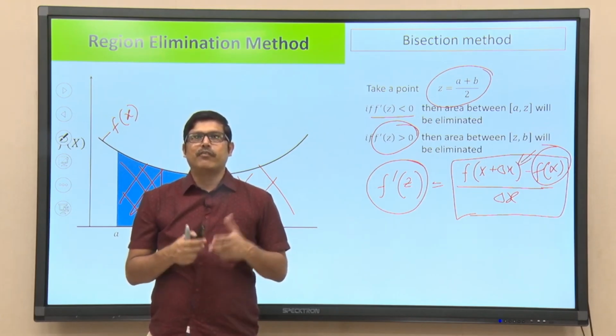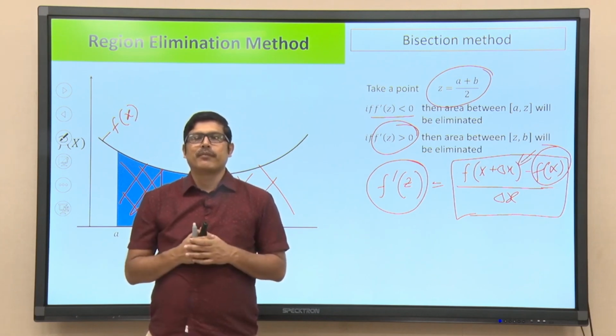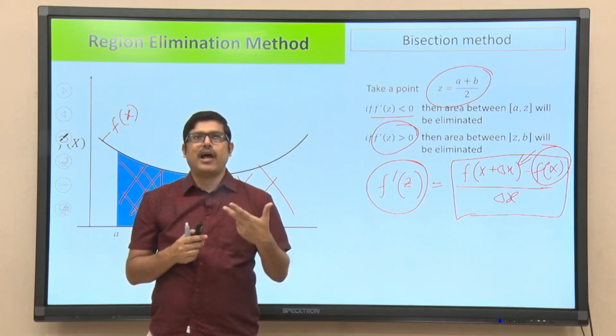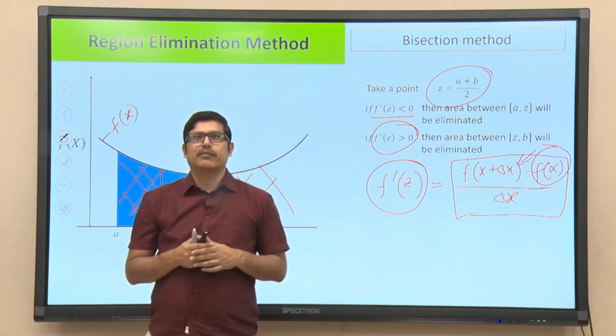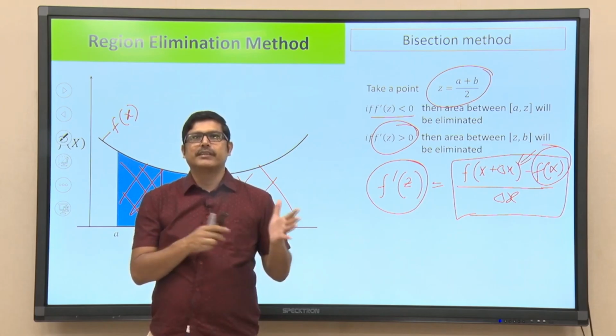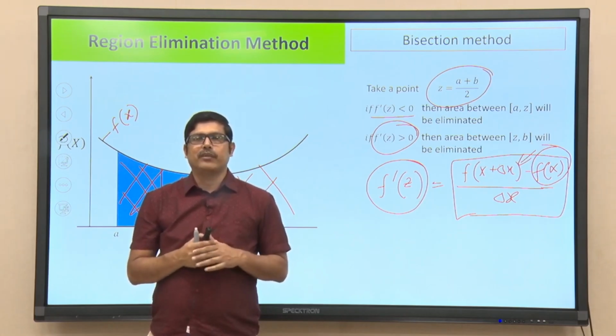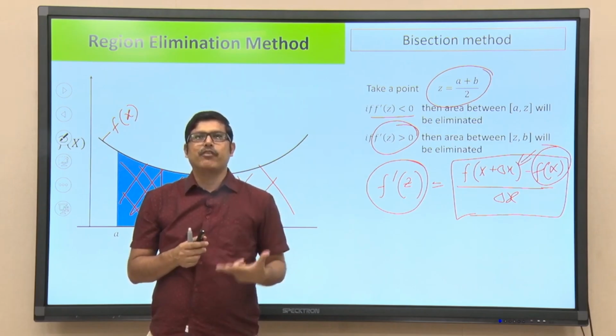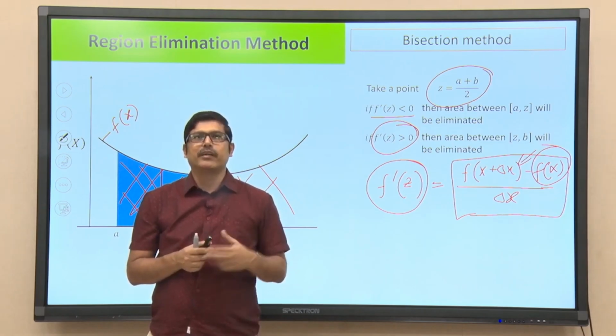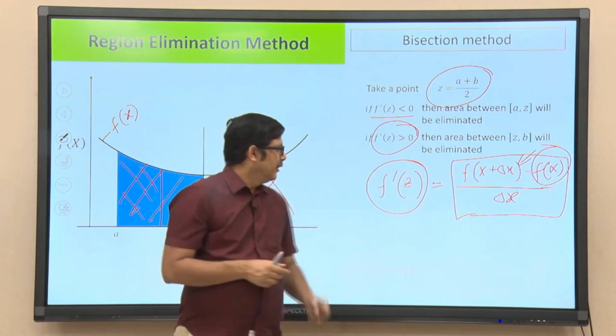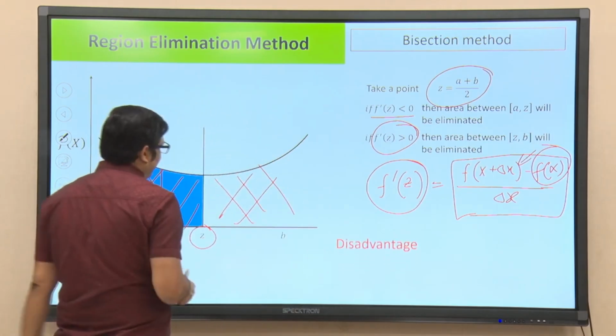So, every iteration you are eliminating 50% of the area and there are two function evaluations. So, per function evaluation I am eliminating 25% of the area. So, you can say this is similar to the interval halving method in terms of computational complexity. Every function evaluation I am eliminating 25% of the region. Now, let us see what the disadvantage here is.